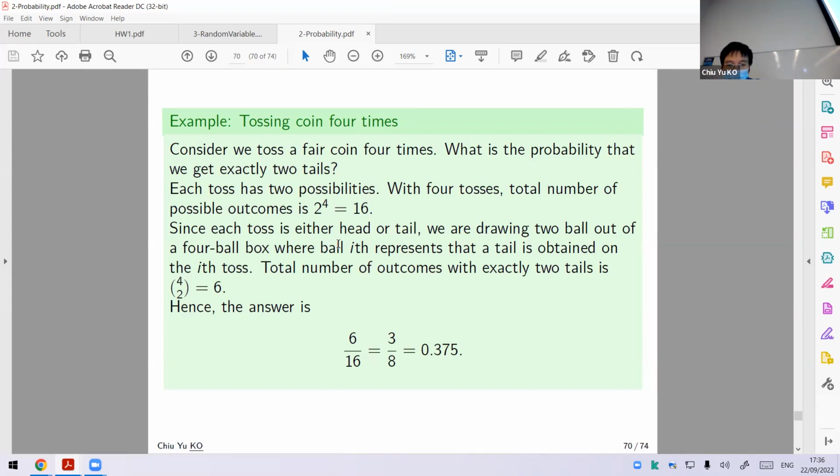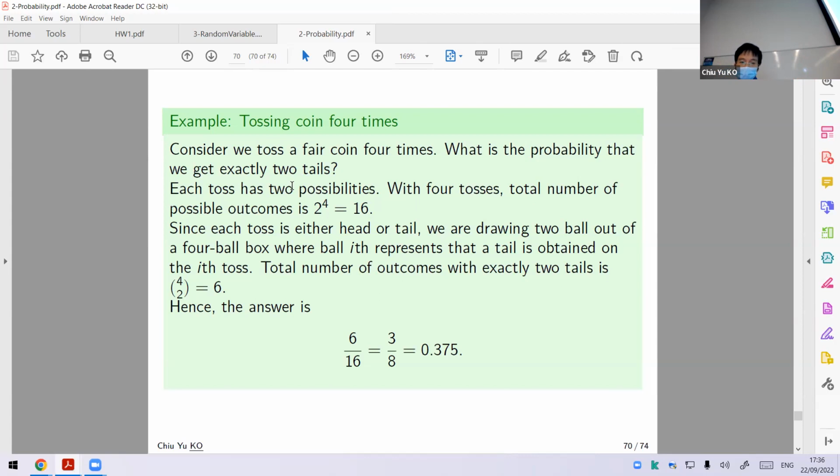Okay, so how to do this? Exactly 2 tails is a little bit difficult because we don't really care where the tails appear. Maybe the first and second, or the first and the third, and so on and so forth. There are many kinds of possibilities, right? So how can we work on it?